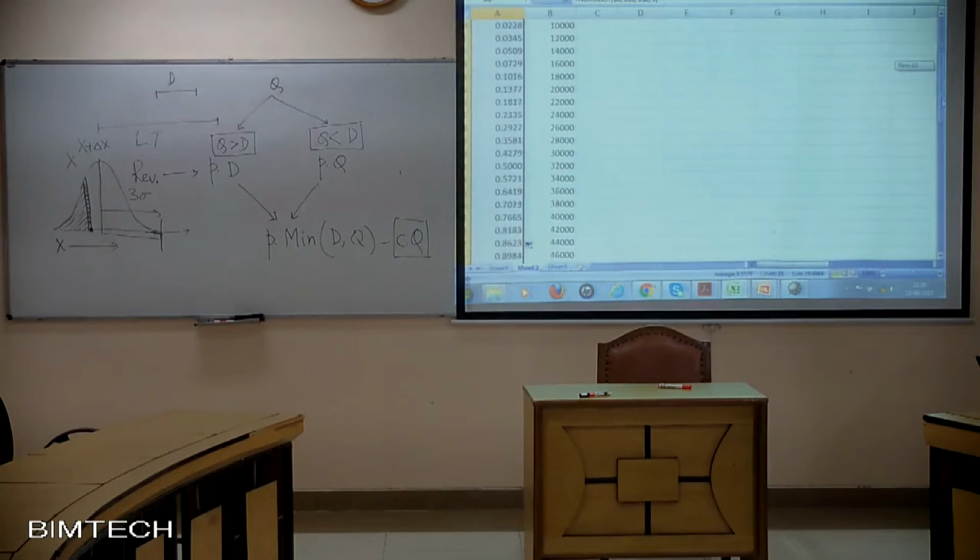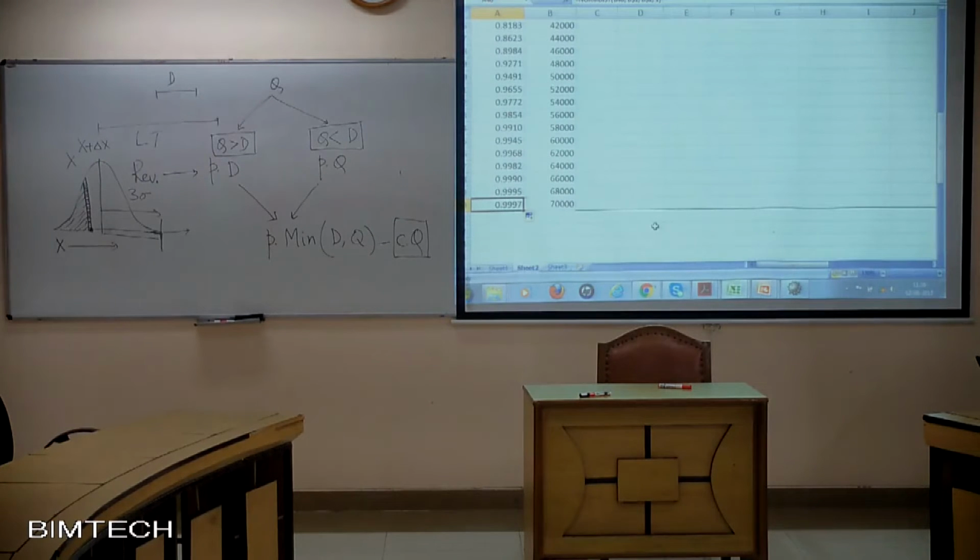And interestingly, what I get is a cumulative probability of the demand being less than or equal to 70,000 equal to 0.9997, which is as close to 1 as you can possibly get. So it is fine, because we did say that there is a probability of the demand exceeding the 70,000 mark, and that probability is 0.0003 in our case.